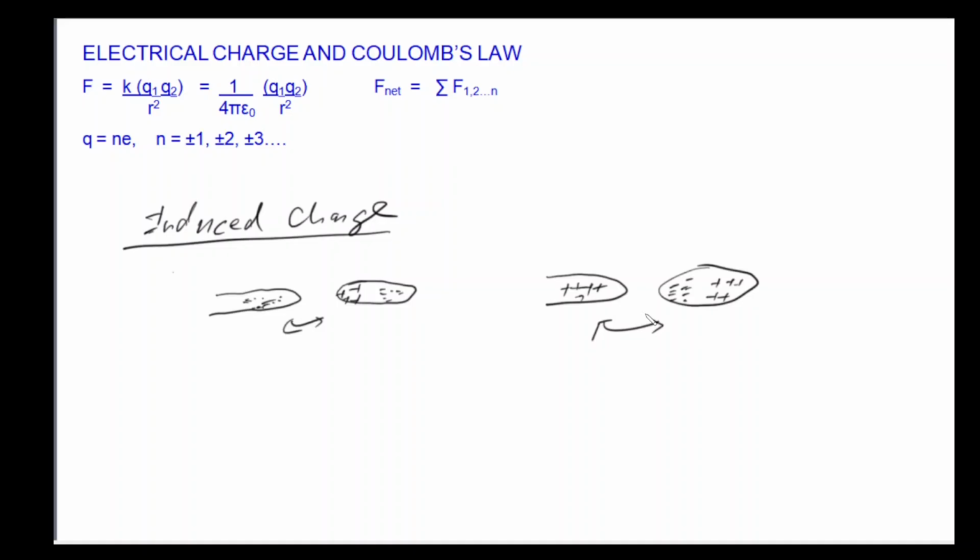In both cases, the attraction occurs and the second object maintains a total charge of neutrality. In other words, there's no overall excess charge. The total charge on the second object remains constant.